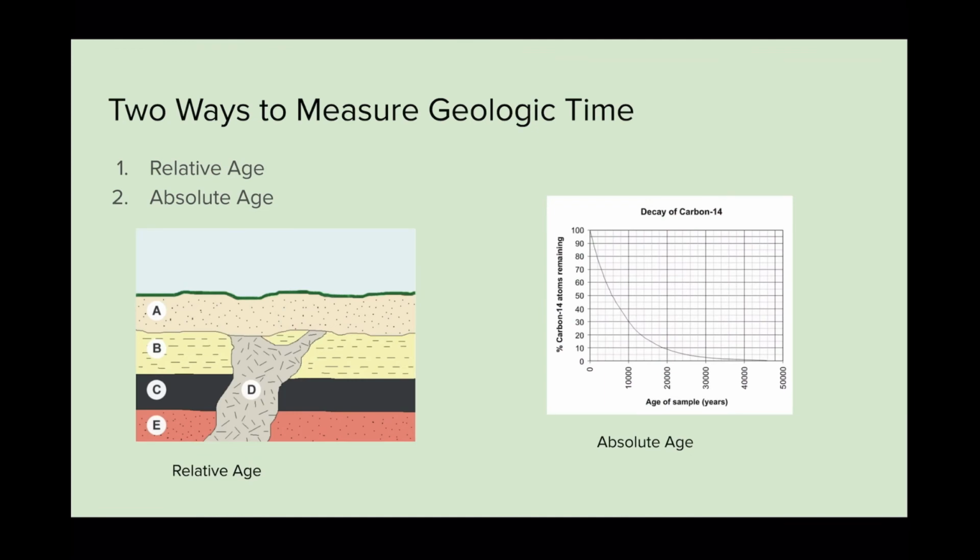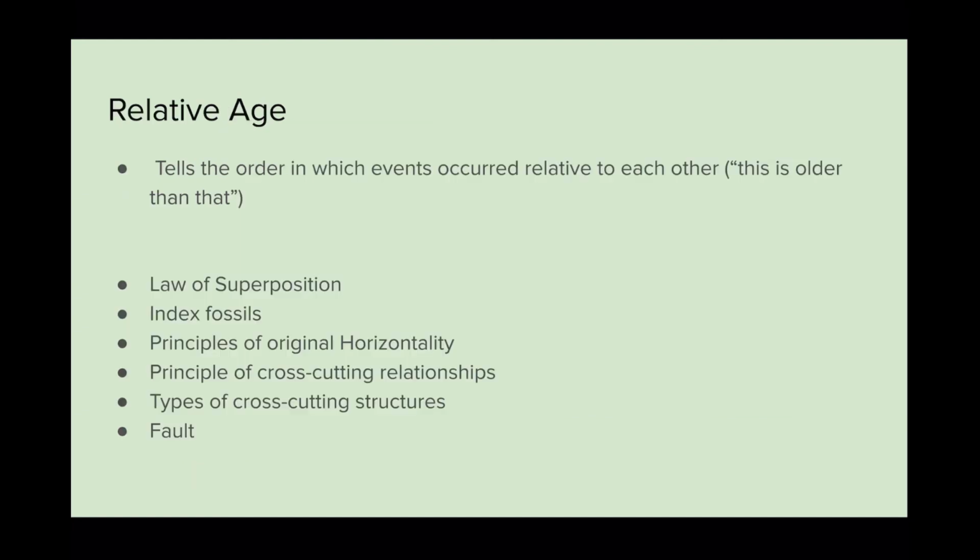Scientists use two methods to determine the age, eon, era, period, or epoch of the geologic timescales, or order of fossils and rocks. They use relative age and absolute age. We will be covering most of this in a separate part, but relative age tells the order in which events occurred relative to each other, as in this is older than that.